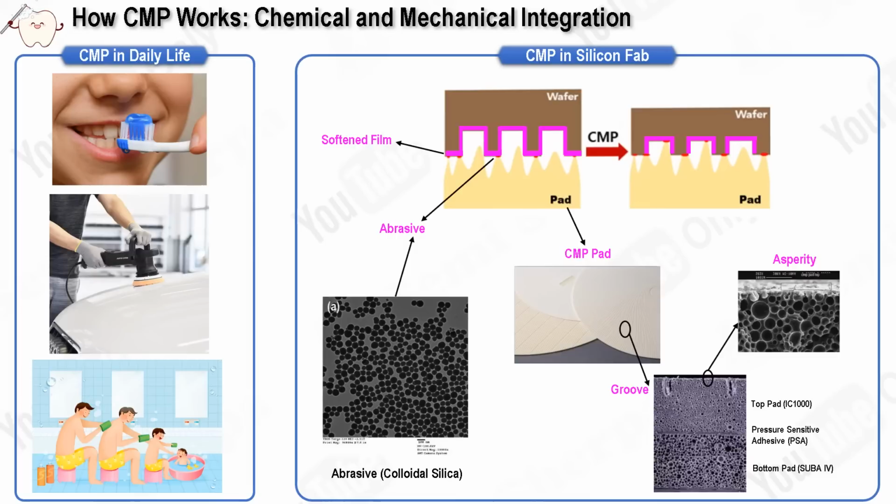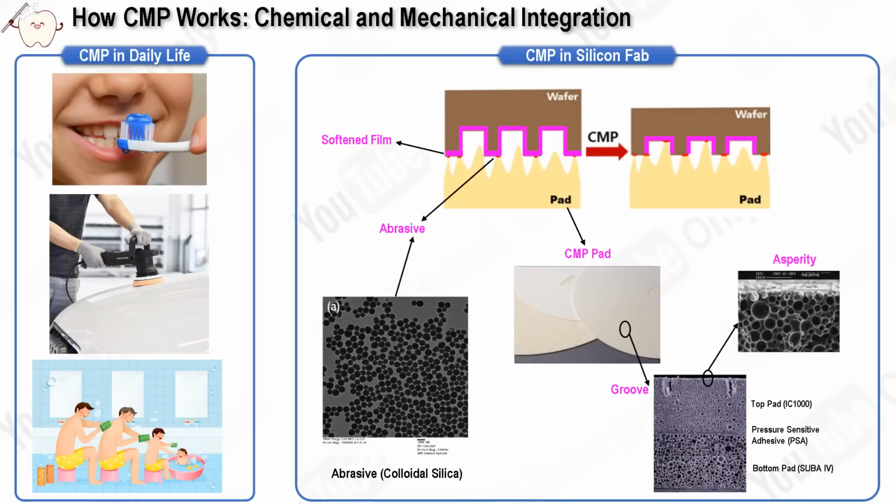When a wafer has a patterned surface with bumps and dips, the chemical softening process affects the entire surface evenly. This means that the chemical reaction softens both the high and low areas of the wafer. However, during the mechanical polishing process, the pressure is applied more to the raised, or protruding, areas. Because these areas experience higher pressure, they wear down faster than the lower areas. This targeted polishing of the high points helps to even out the surface, making it smooth and flat.